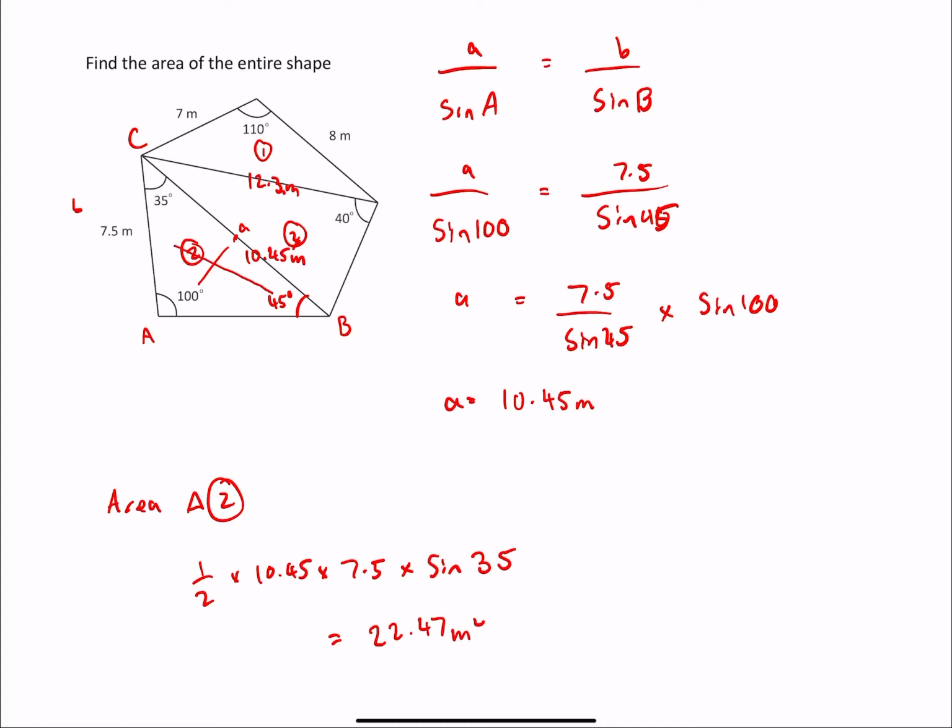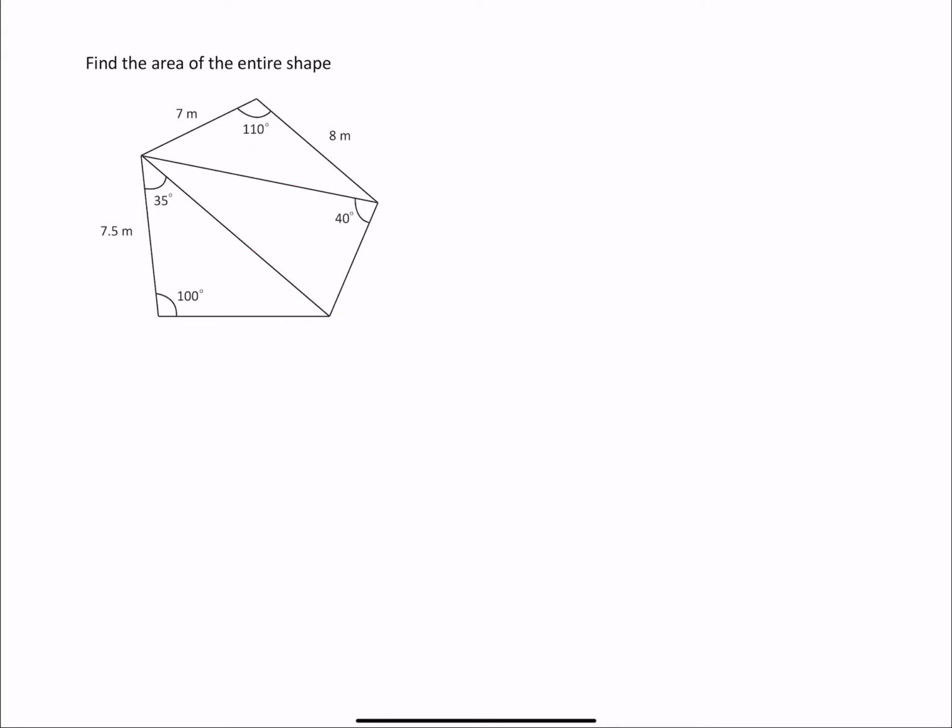Okay, so that's triangle 2. Now I just need to work out information for triangle 3. So I've now given my triangle 3 two sides and an angle. So I've got 3 pieces of information. I can use that to work out something now. So let's have a look at it. 10.45, 12.3, triangle 3. Okay, so 2 sides, 1 angle.